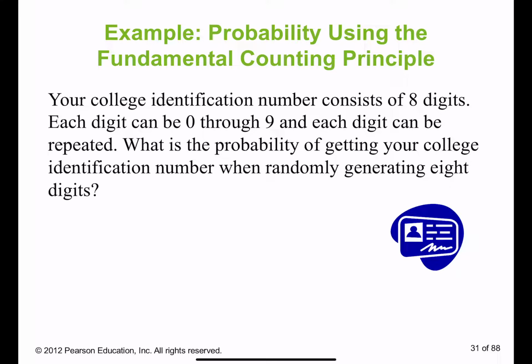Let's do this problem. The college identification number consists of 8 digits. Each digit can be between 0 all the way to 9. Find the probability of getting your college identification number when randomly generating 8 digits. Okay, we generate 8 digits in total. Let's do it this way.